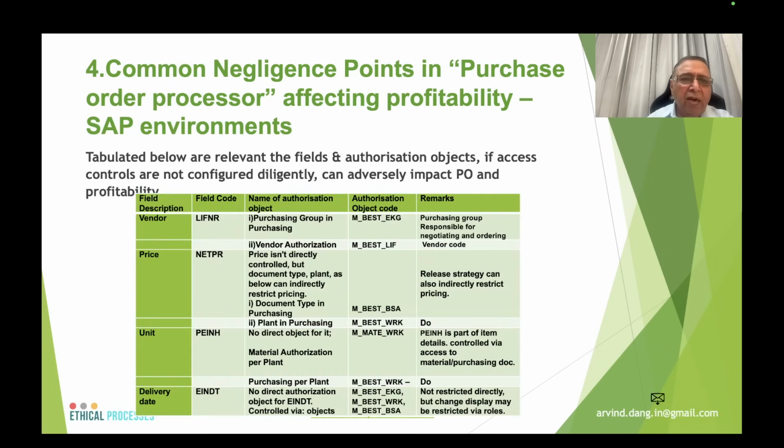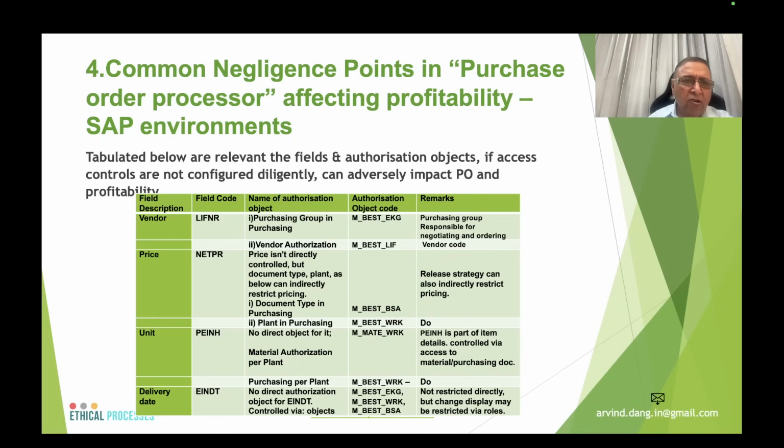Now, this is a table comprising five columns and indicates, vis-a-vis each field, what the field codes are, what the names of the applicable authorization objects are, and the authorization object and remarks. So I'll just take one example. Let's talk about the first row. The field description is vendor.